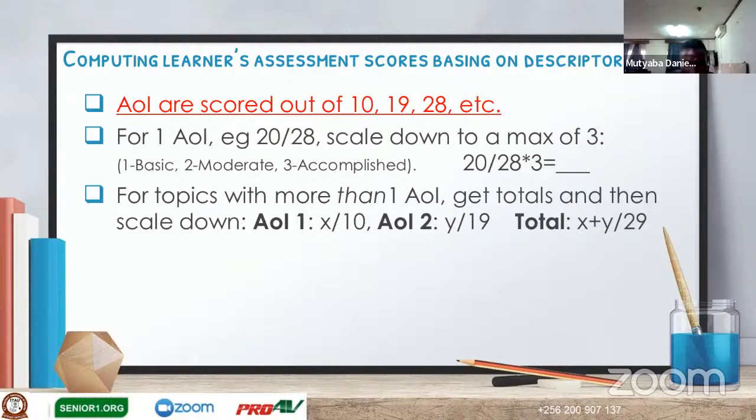And now, can we pull out our calculators? Mr. Mkaya told you to come with the calculators, and he thought it was a joke. This is the time we have to use our calculators now. Can someone calculate? Madam, can you calculate for me 20 out of 28 and scale it down to 3? How many do we get?